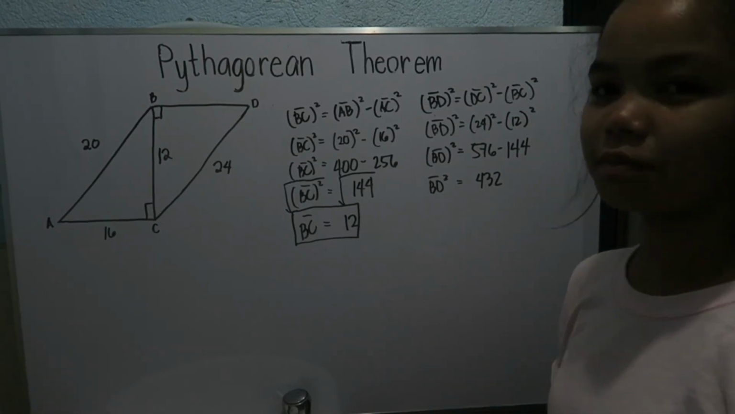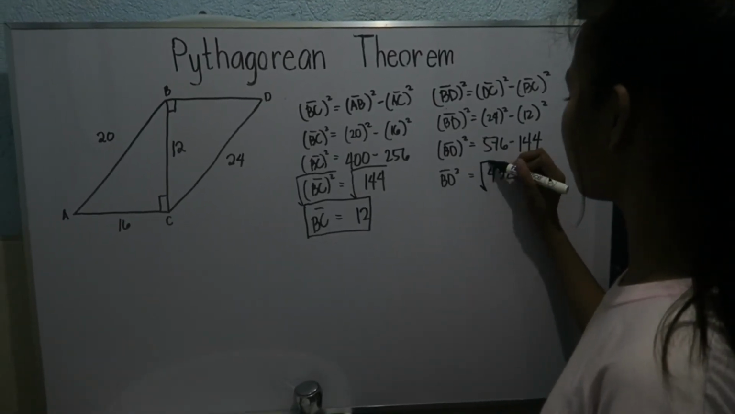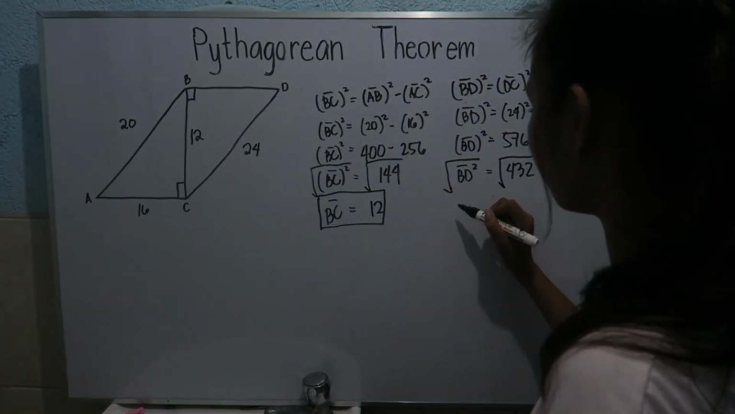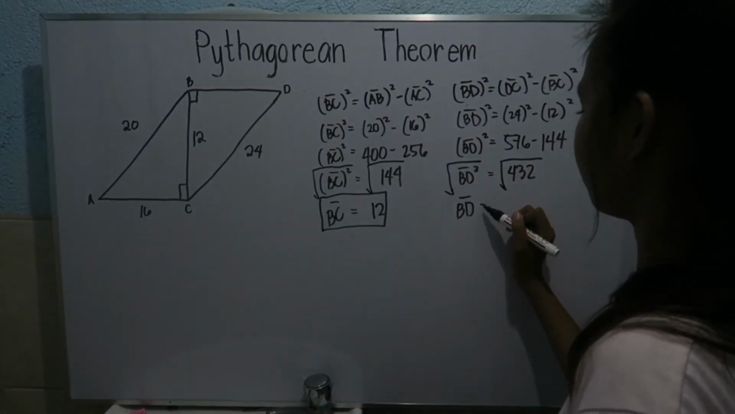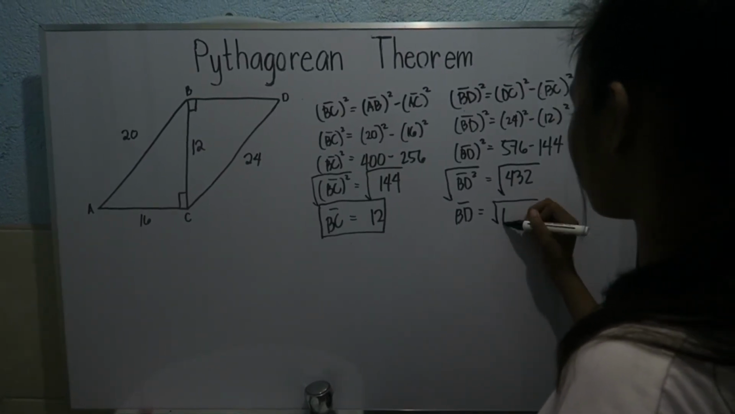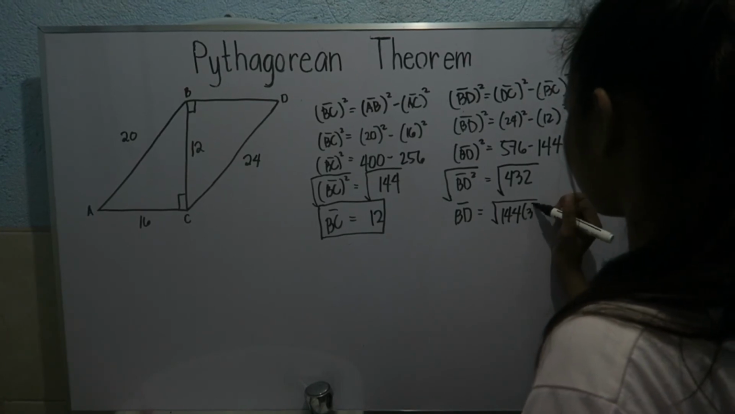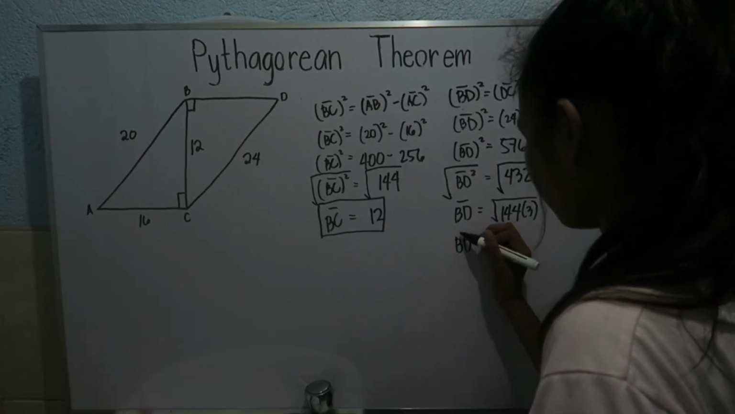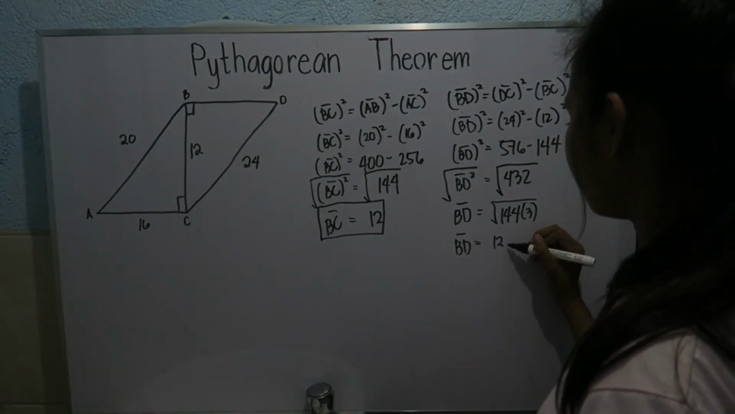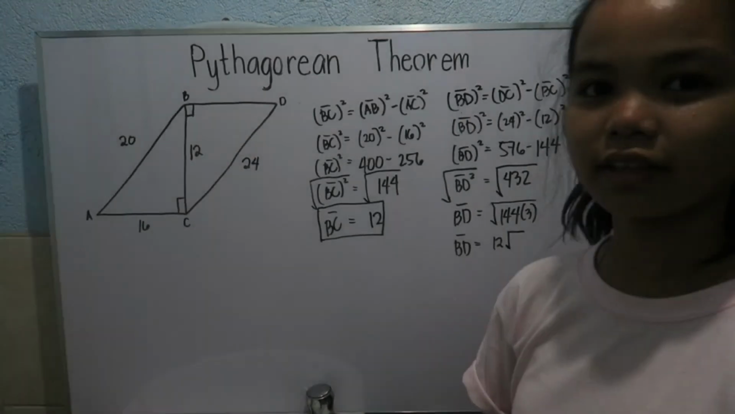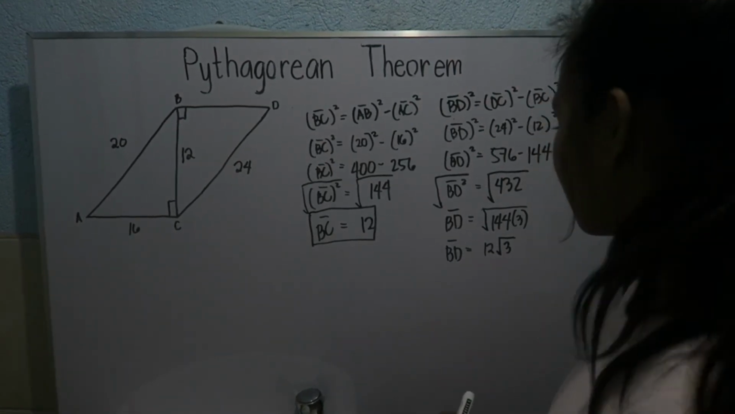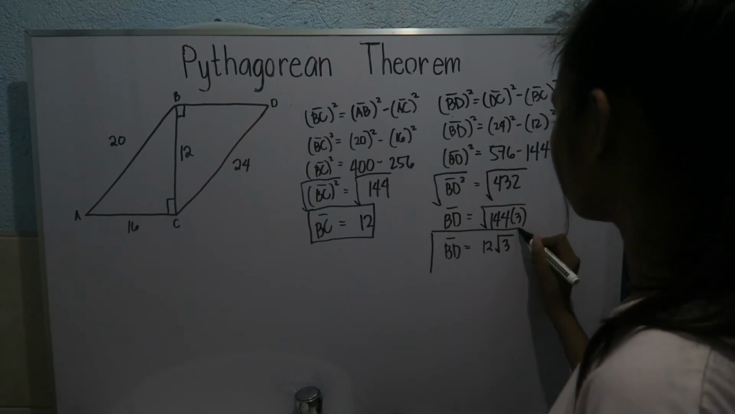Since 432 is not a perfect square, we will put square root on both sides. The square root of BD squared will be BD, line segment BD. And the factors of 432 are 144 times 3. The square root of 144 is 12, and the other factor will still remain in the radical sign. So, line segment BD will be 12 square root of 3.